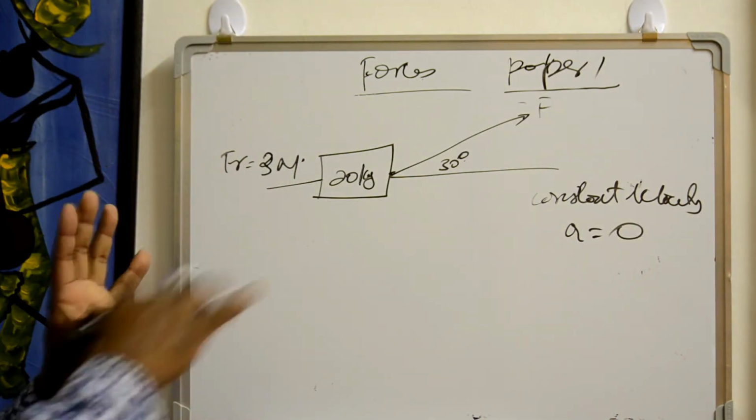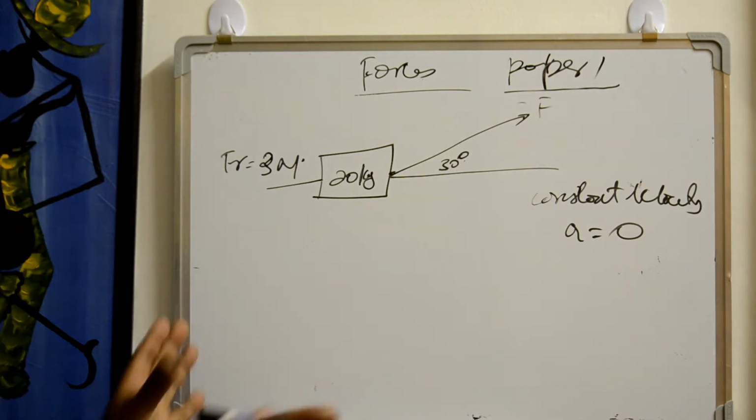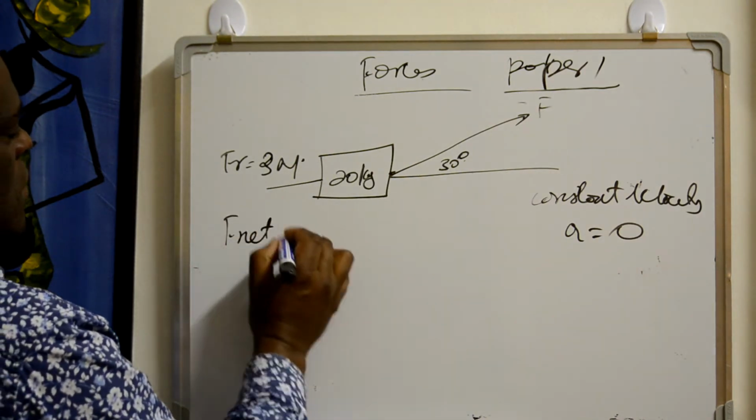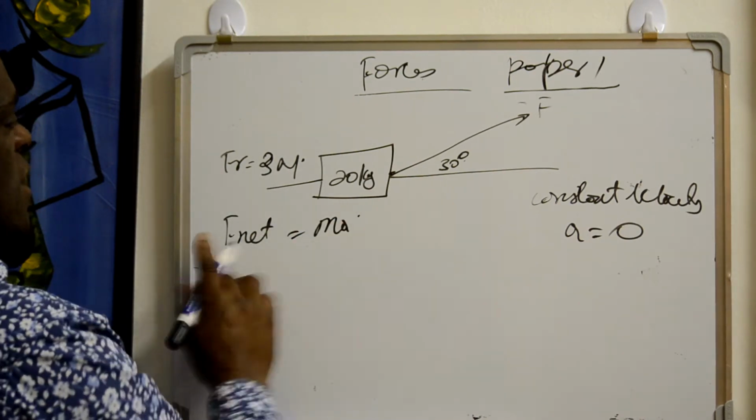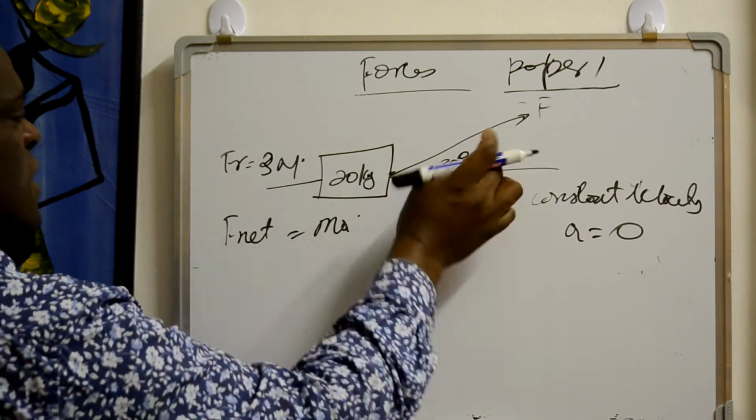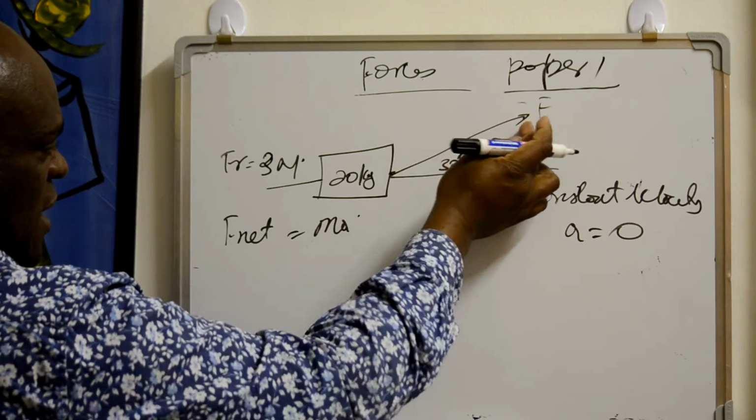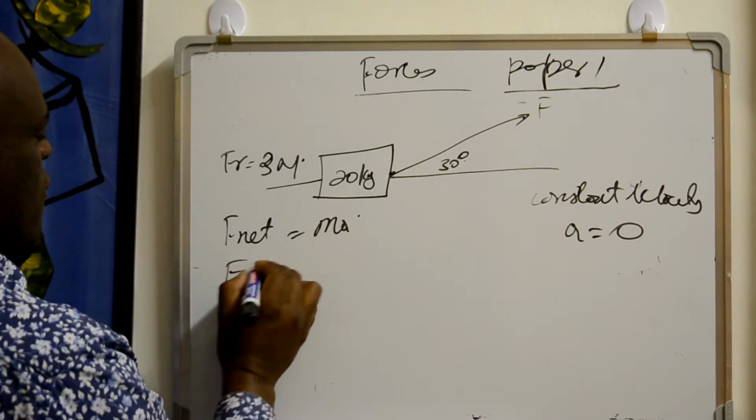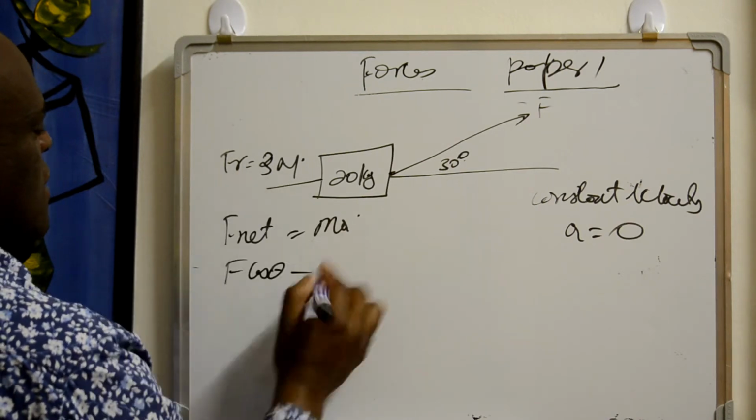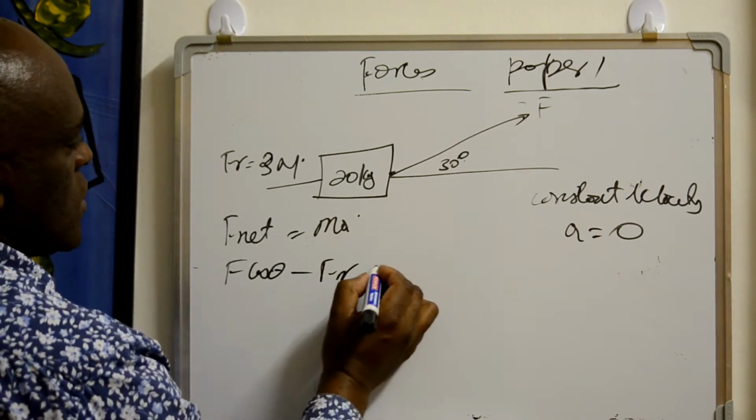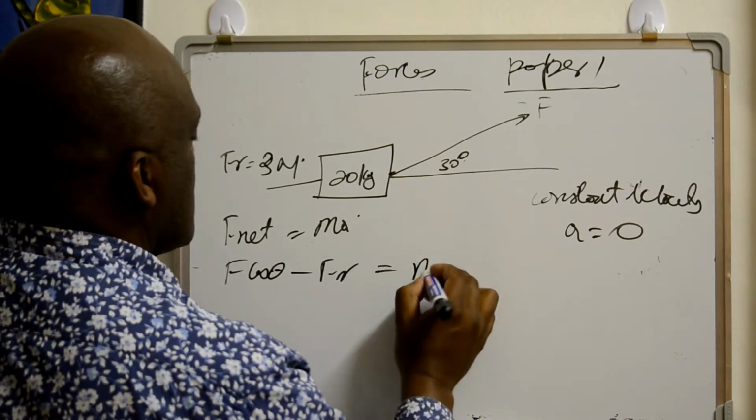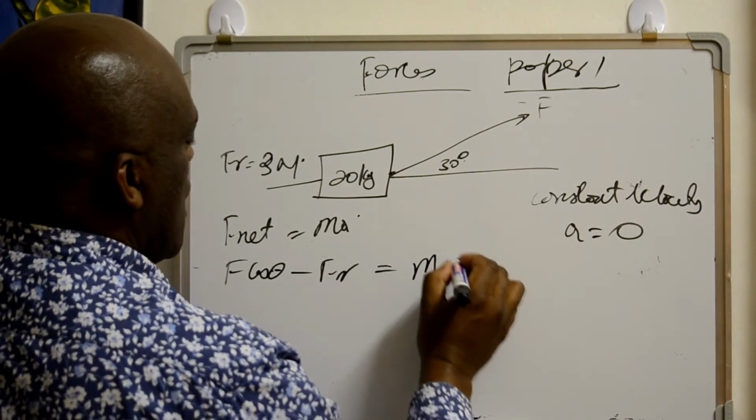0. So how do you move about the whole situation? Then you say your F net is equal to mass times acceleration. How many forces are acting here? This one is acting at an angle, so we call this one a horizontal component. That is F cos theta minus the friction force, which is equal to mass times acceleration.